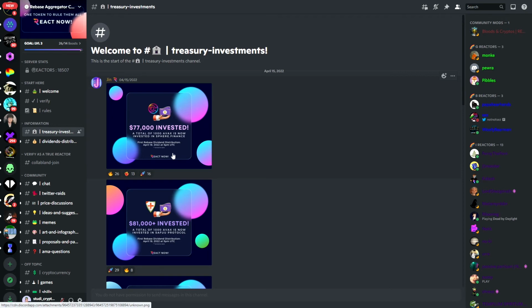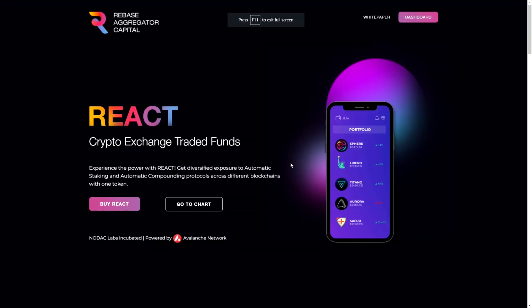As long as you have the React token, it gives you access to all these protocols. So if you want to diversify your portfolio and get access to all these protocols without investing in every single one, because we do see that they constantly keep popping up, all of these auto rebasing protocols, this is a good way to go. You could just have one token and have access to every single thing, which is pretty cool in my opinion. Okay, so now let's go into the chart and see this token.